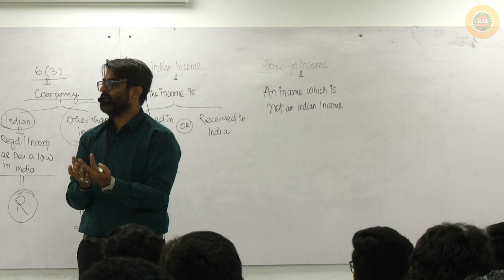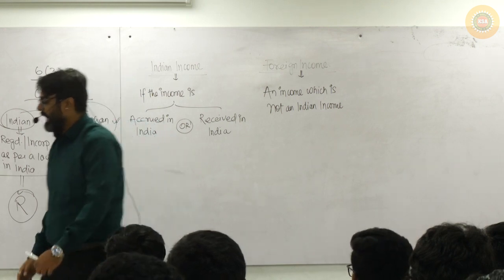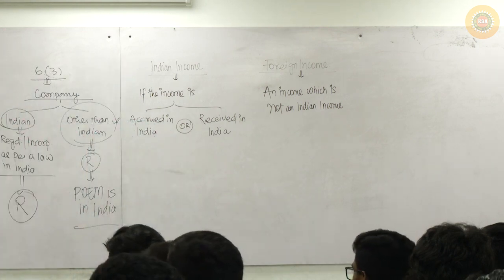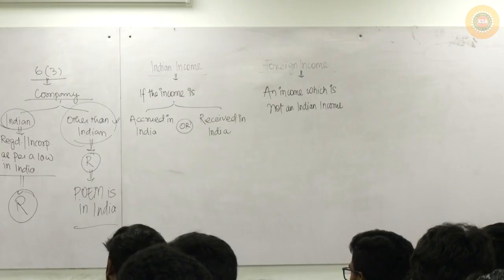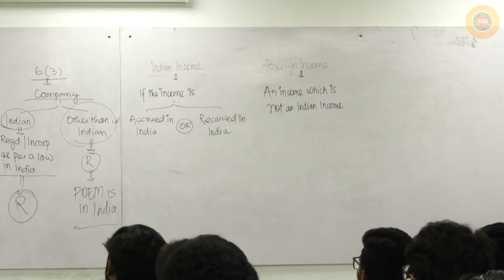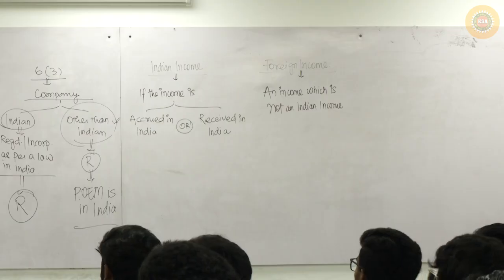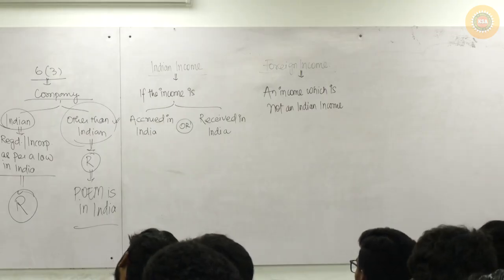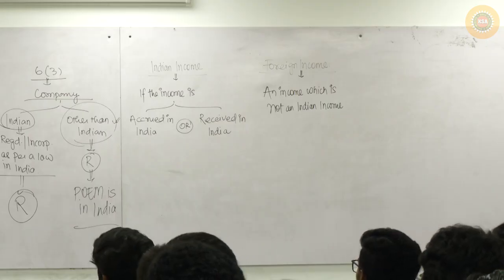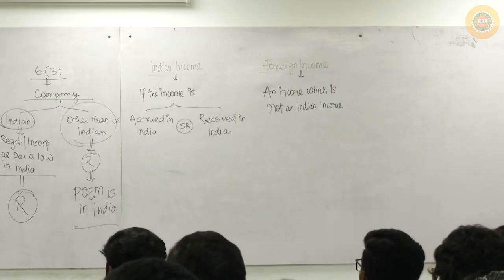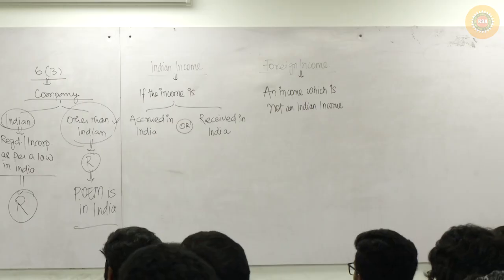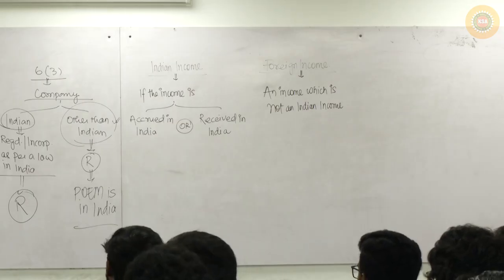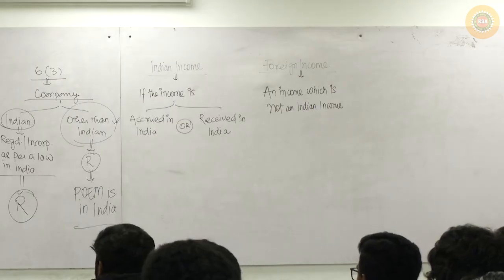Getting my point? So if an asset giving me income is located in India, and from that asset the income is getting generated, I will say the income is getting accrued in India. It may become due outside India. It may become due in India. I'm least bothered. Hello?